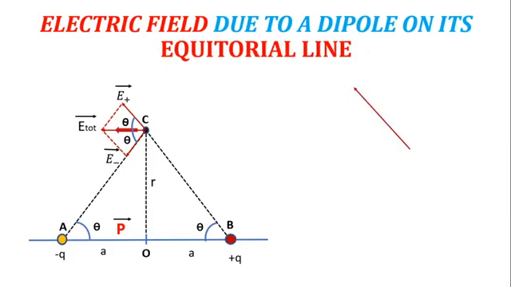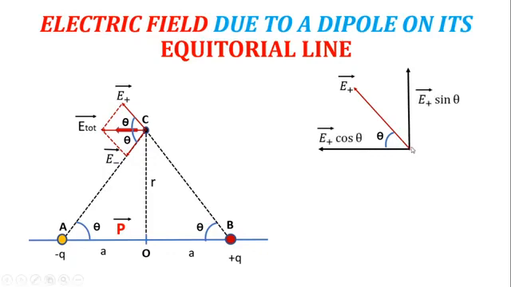So let us see how we get this E total. First of all, let us consider E plus. E plus is along this direction BC, and it must be resolved into two components. How we could resolve is, see, theta is here. What will be the adjacent side? It will be E plus cos theta. The other resolved component will be E plus sin theta, right?